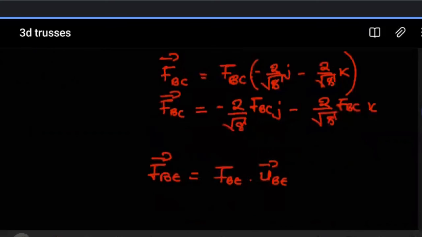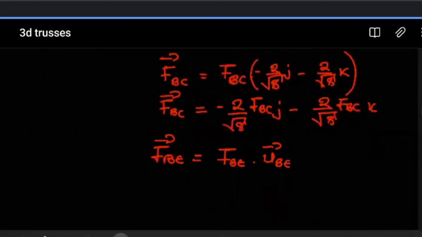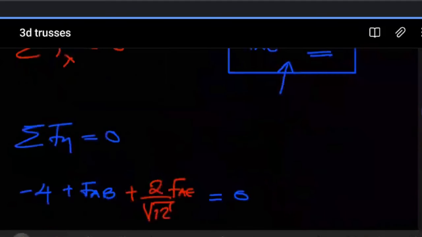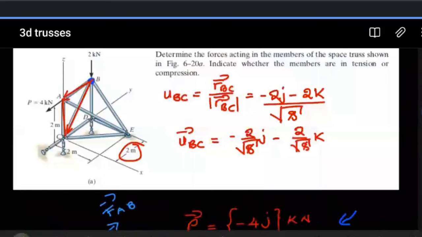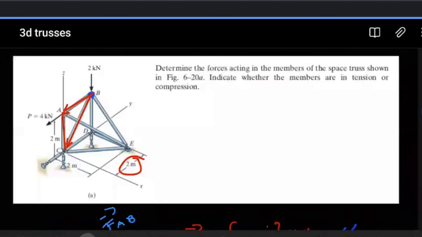Now we move on to the last one. Let's now find UBE, the unit vector in the direction BE. In the same way, the unit vector from B to E. How do we do that? Again, from B to E. Observe that in this case, you have to go vertically downwards to D, and then from D, parallel to the x-axis to reach E.